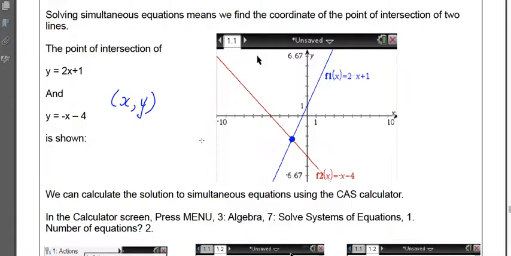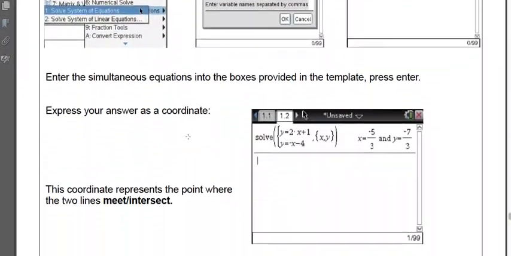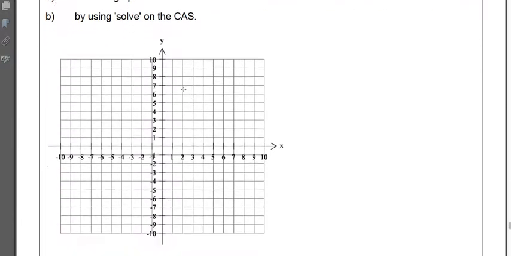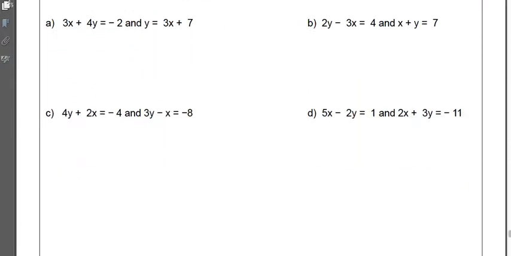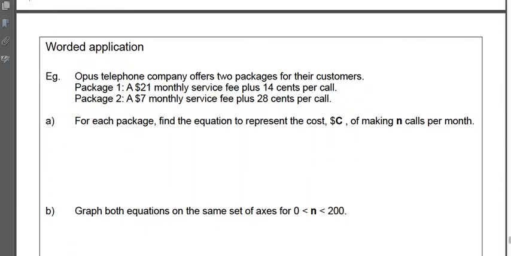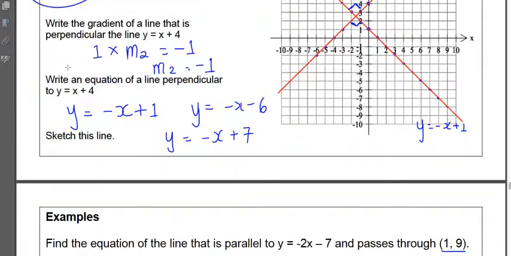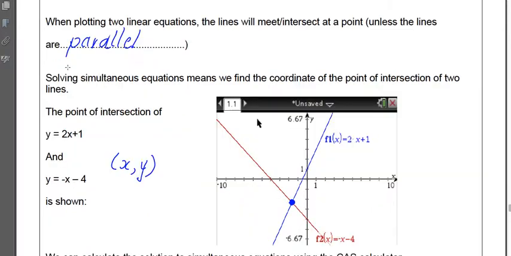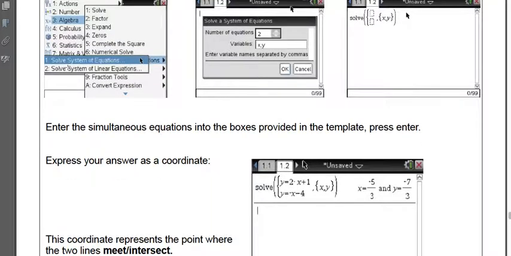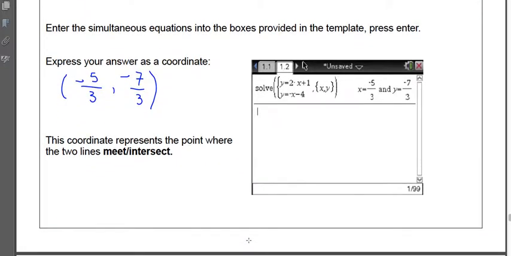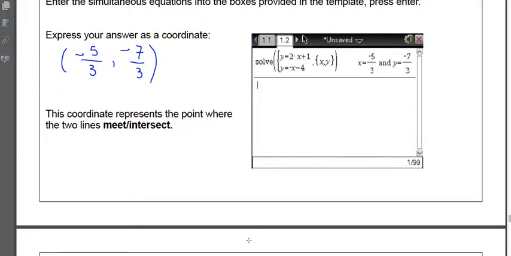So if I go back to this page down here, you'll see there's screenshots of what I've just done. Express your answer as a coordinate. So our answer would be written like so. So again, this is the coordinate where the 2 lines are meeting.